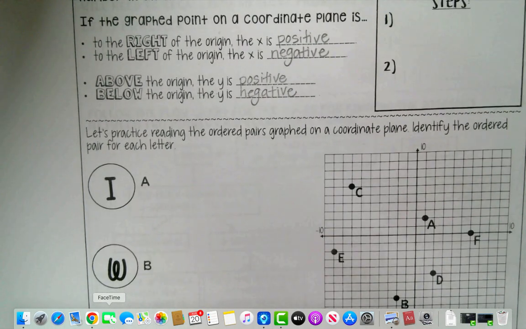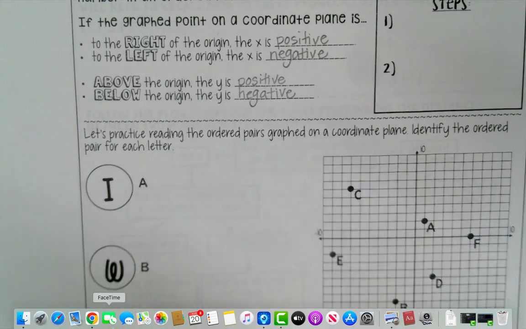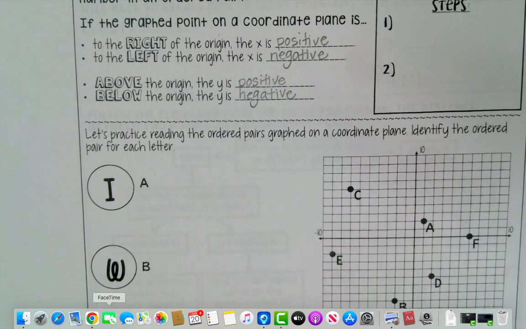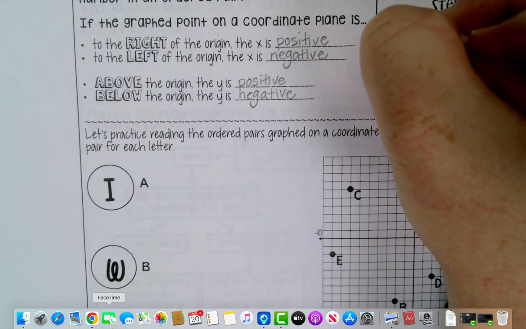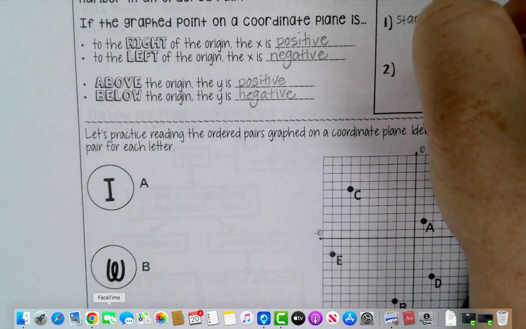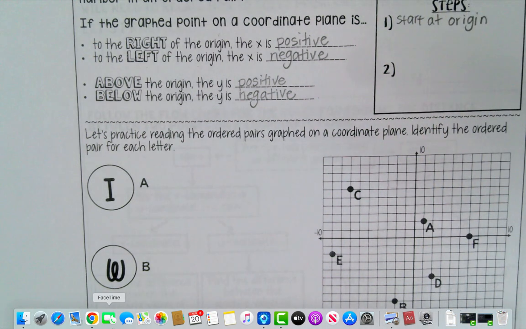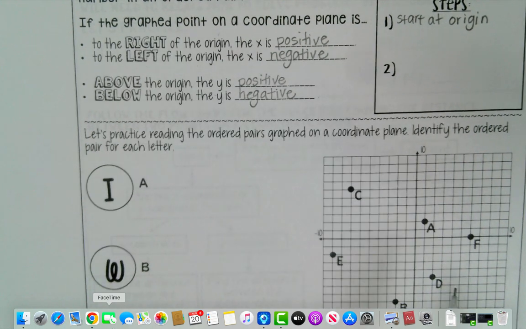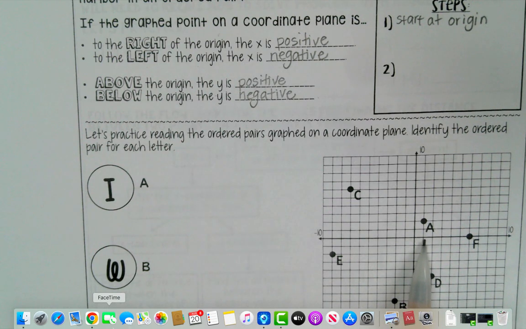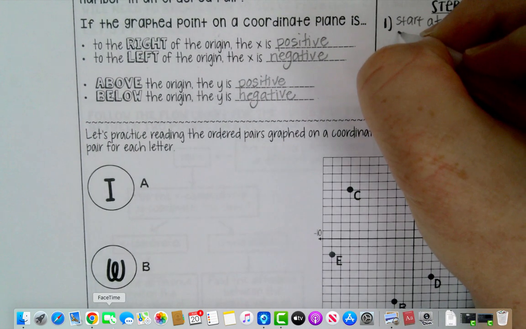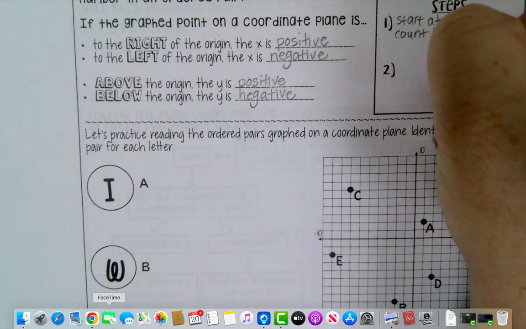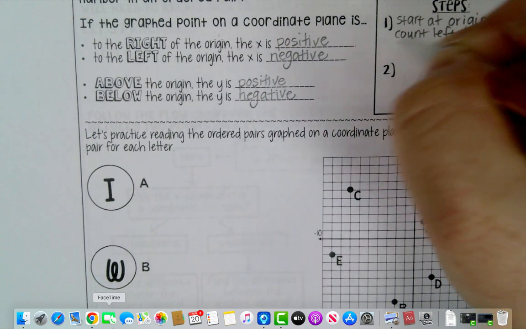Okay. So let's practice reading our points. If I'm looking for point A, we're going to start at the origin. So I'm going to say start at origin for my steps. And then, if we're going to the right, it's going to be positive. My x is first. I'm going to the right. So if I move right, positive, count left or right to your point.